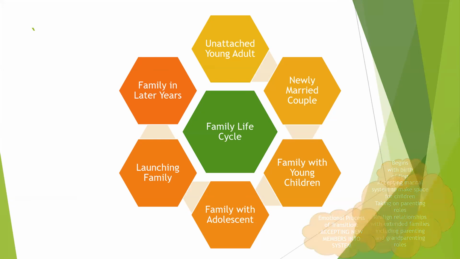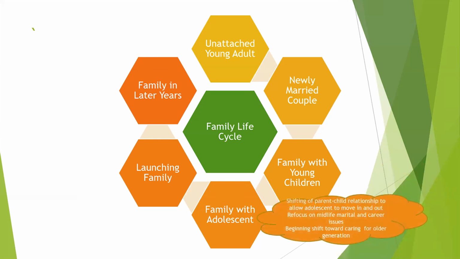And for the family with adolescents, this shifts the parent-child relationship to allow adolescents to move in and out, and refocuses on midlife marital and career issues, and begins a shift towards caring for the older generation. The emotional process of transition is increasing flexibility of boundaries to include children's independence.